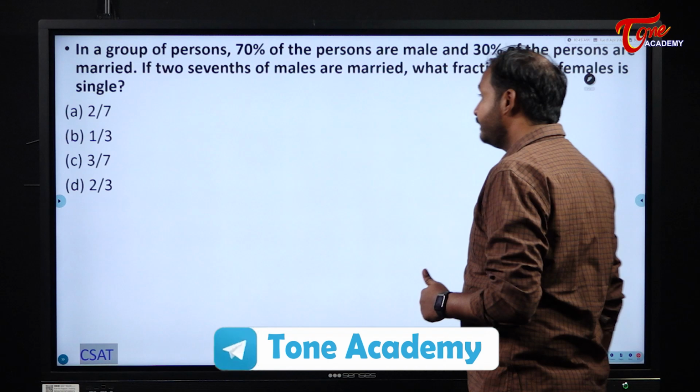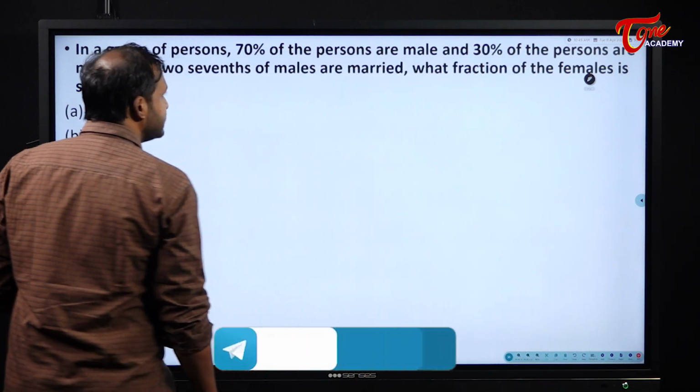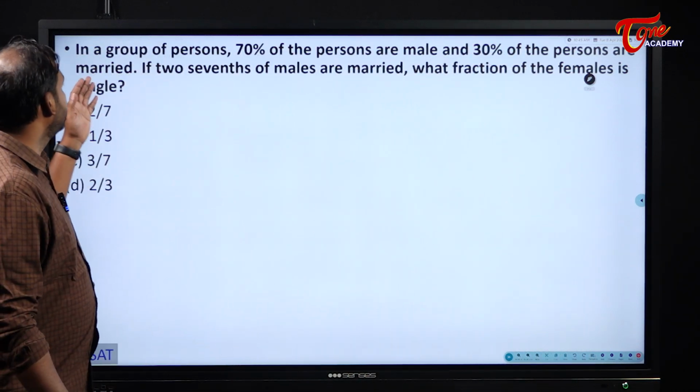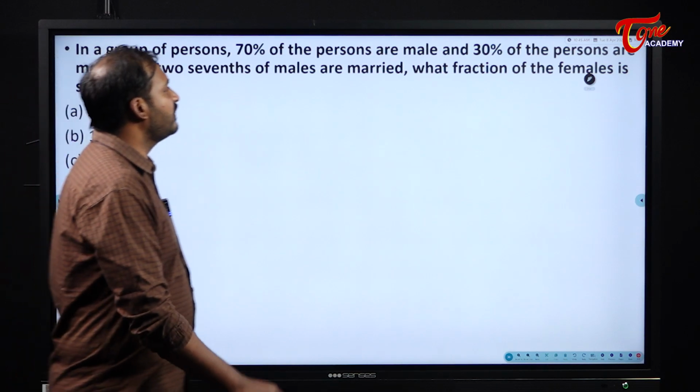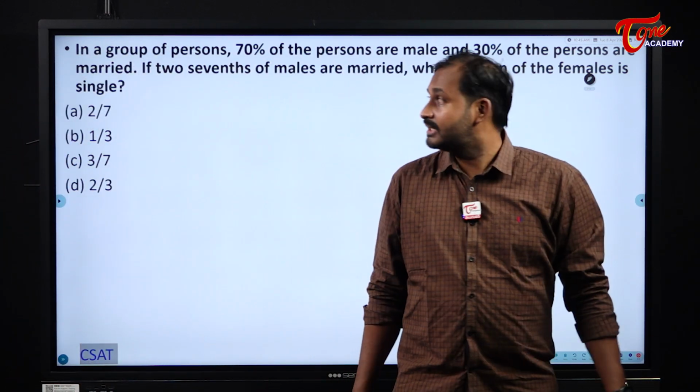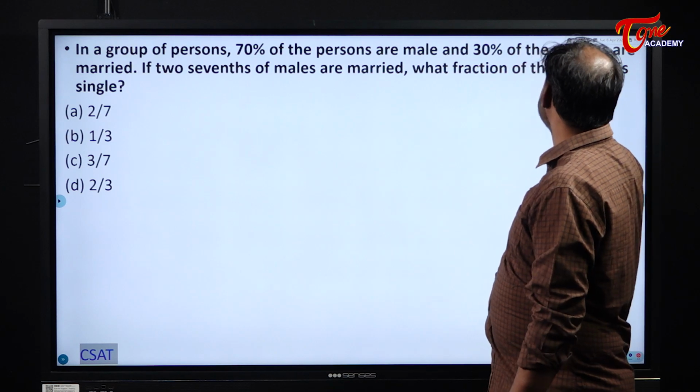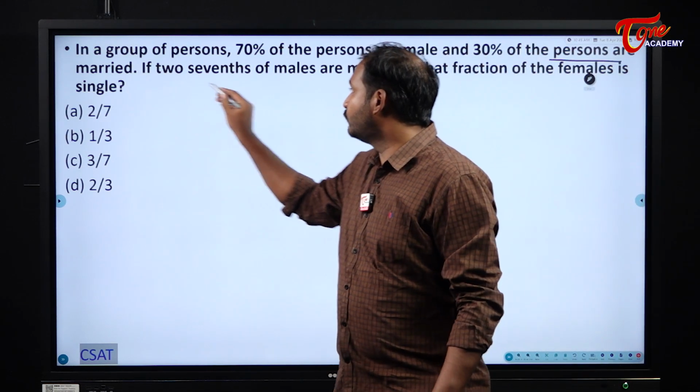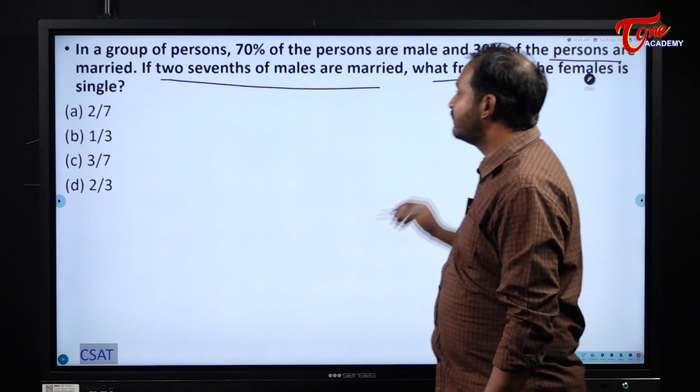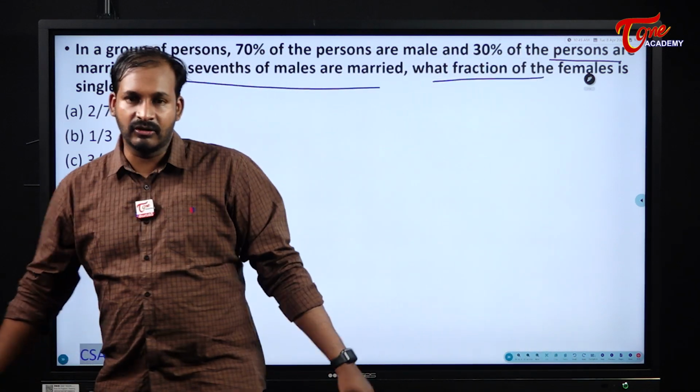Now we will see one of the previous year's questions. In a group of persons, 70% of the persons are male and 30% are female, and 30% are married. If 2/7 of the male are married, what fraction of the females are single? Okay, that is the question for us.